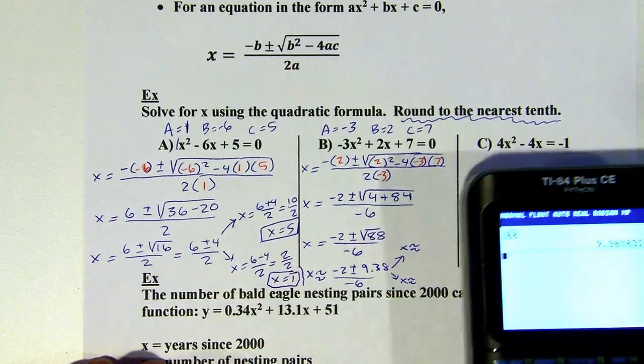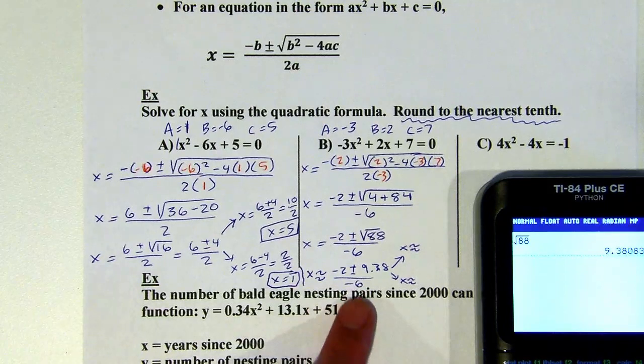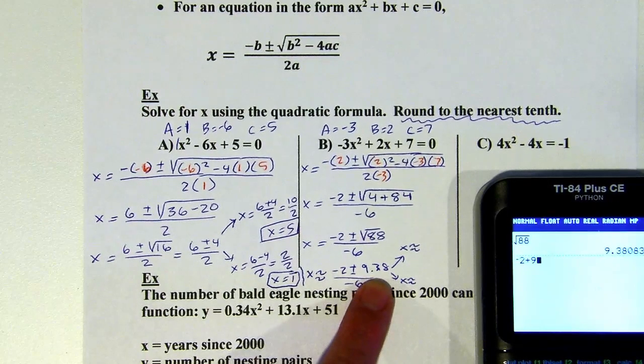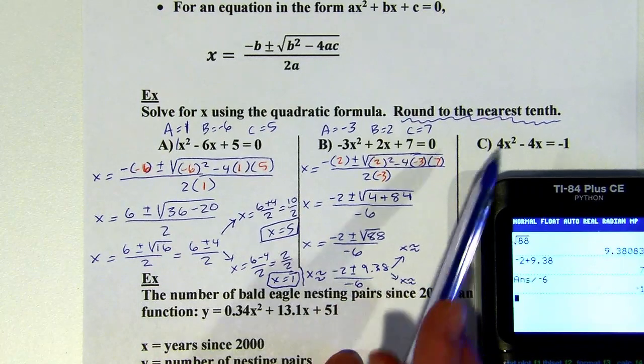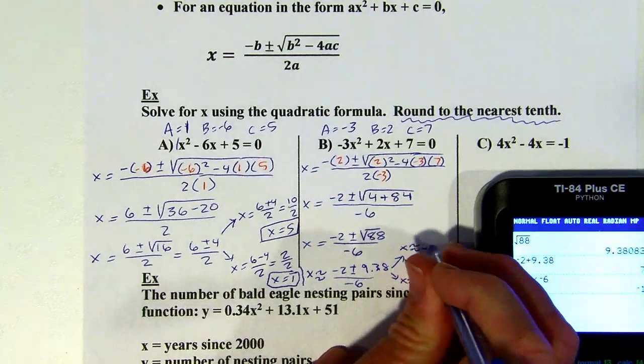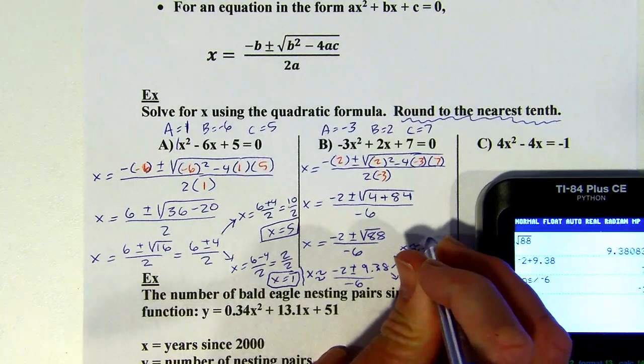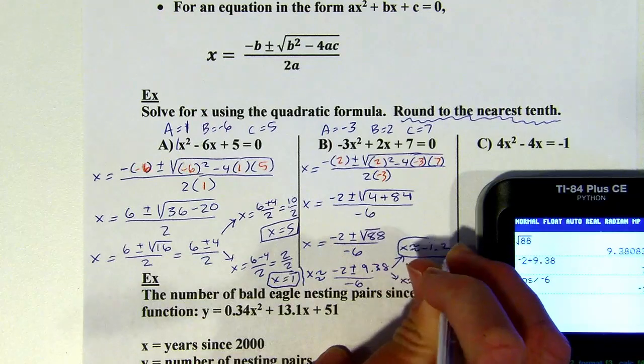Okay, I'm just going to do this on my calculator. So I'm going to do negative 2 plus 9.38. Makes sense, that's about 7.38, and then I'll divide that by negative 6. Okay, so that was when I was adding the 9.38. I got about negative 1.2 if I'm going to the nearest tenth. Okay, so that's one of my solutions.